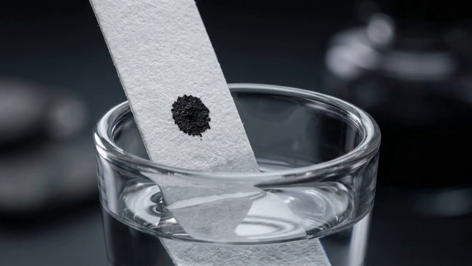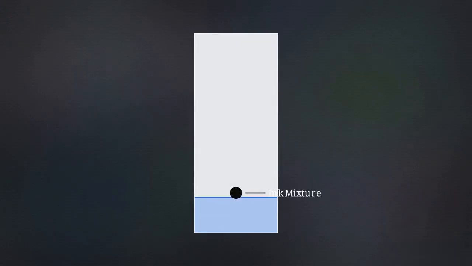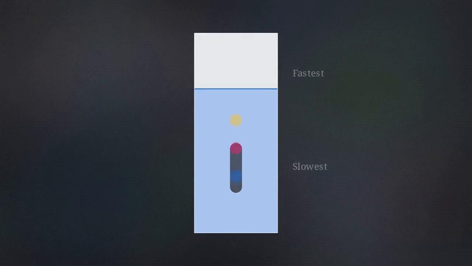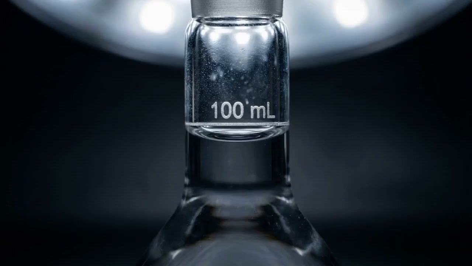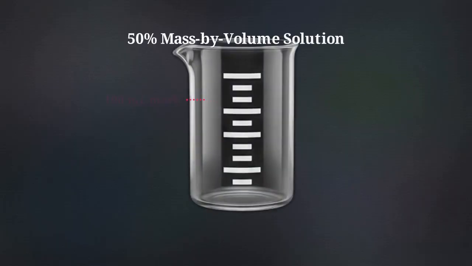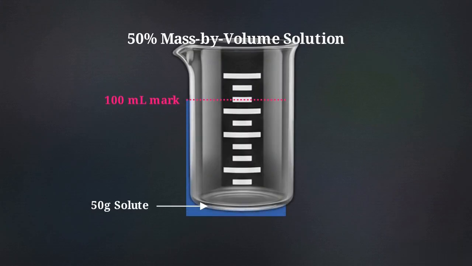In paper chromatography, we utilize the different speeds at which substances move through a medium. As a solvent travels up a strip of paper, it carries dissolved pigments with it. Because each molecule moves at a distinct rate, the different colors separate out into individual spots. Managing the total final volume is essential for precise concentrations. Creating a 50% mass by volume solution requires dissolving the solute first and then carefully adding the solvent until the resulting mixture reaches the exact 100 milliliter mark.